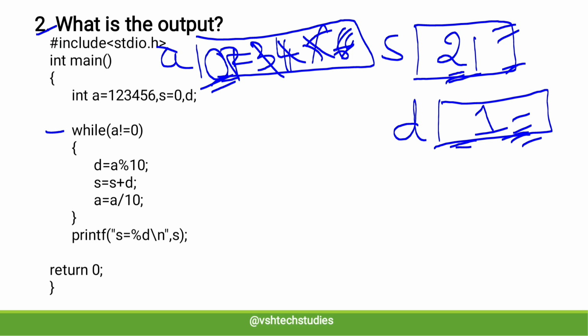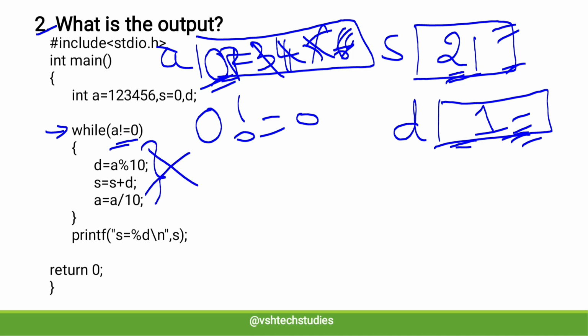So in the next iteration, check the condition, A not equal to 0. A is how much? 0. 0 not equal to 0 is false. 0 equal to 0. Not equal to 0 is false. So now this loop body will not be executed. Because this condition is false, the control will go out of the loop, from loop begin to loop end. So the control will go out of the loop body to the next statement.